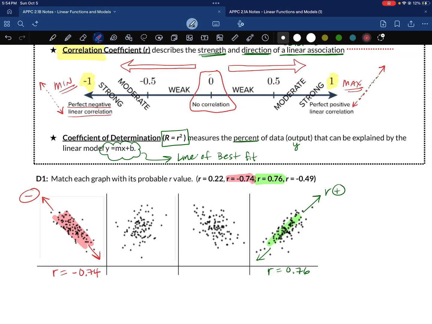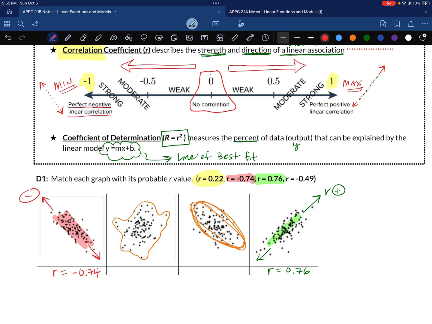I'm left with r equals 0.22. See this guy? That's actually really close to 0, which means that should be associated with something that looks a little bit like a blob. Well, honestly, my last two choices both look a little bit like a blob. To me, this one's a little blobbier. You see that when you outline it? Whereas this one has at least a little bit of a trend going for it, even if I have to kind of do this to make all the points fall together.